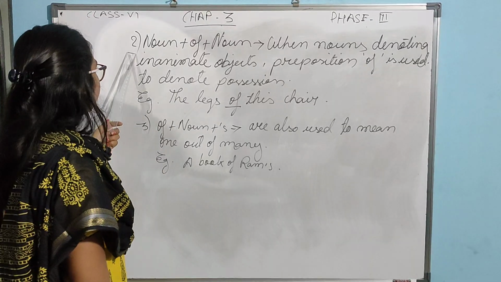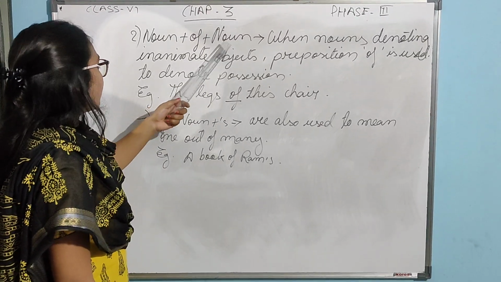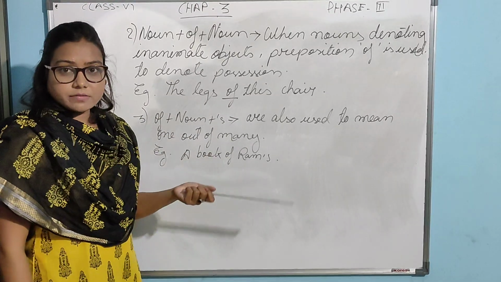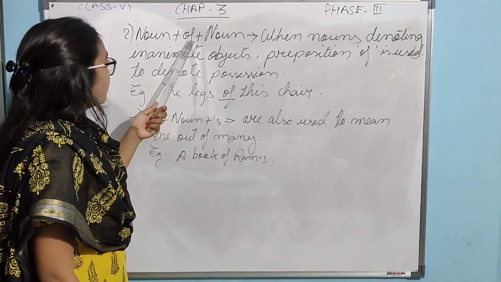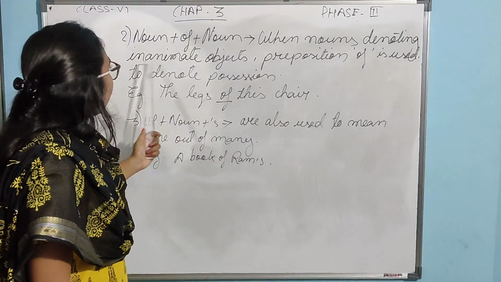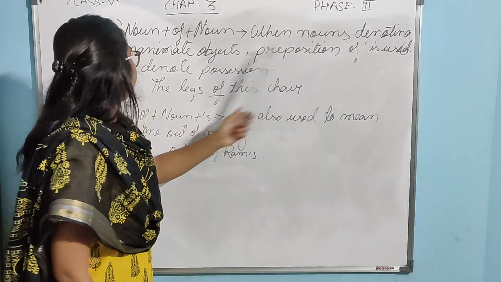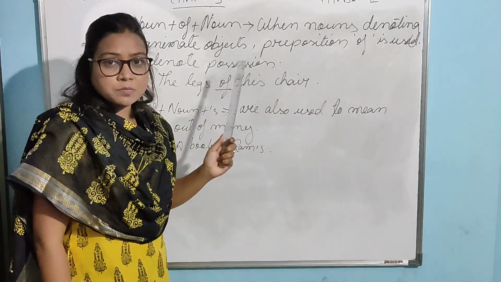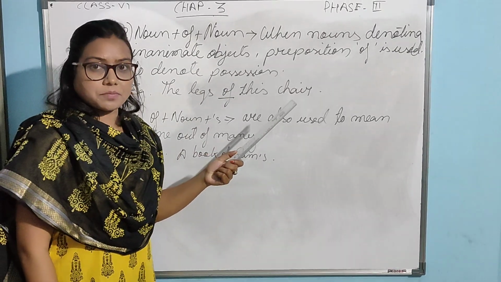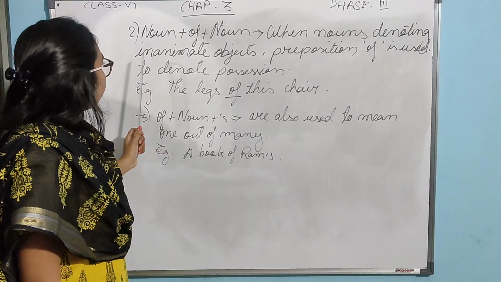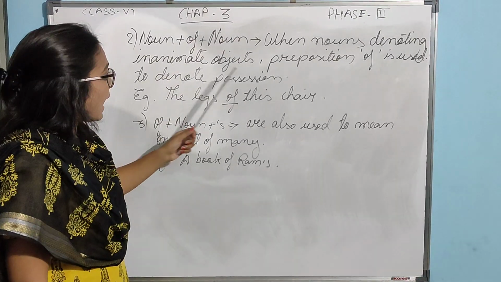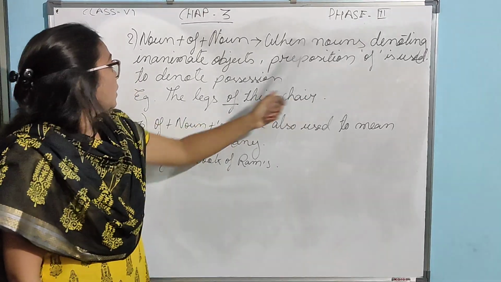The next formation is noun plus of plus noun. In the previous formation we saw we add apostrophe S with the noun. Here we are adding the preposition of. Why so? When nouns denote inanimate objects, the preposition of is used to denote possession. In the previous point, we added apostrophe S to personified inanimate objects. Here, when we are talking about inanimate objects, not personified ones, we add the preposition of between the nouns.